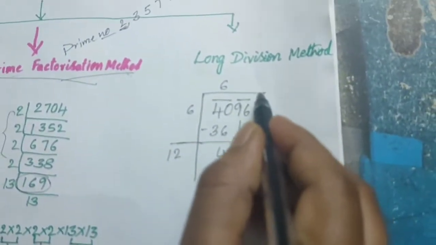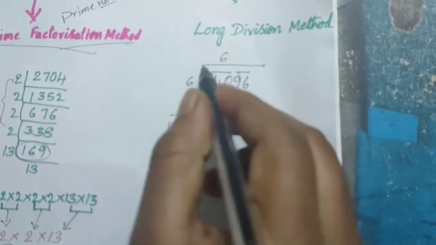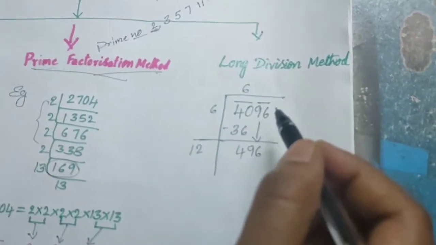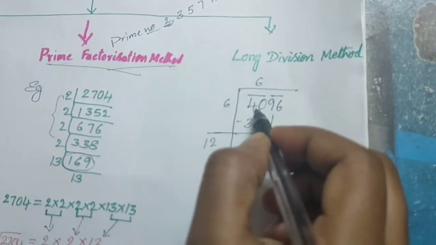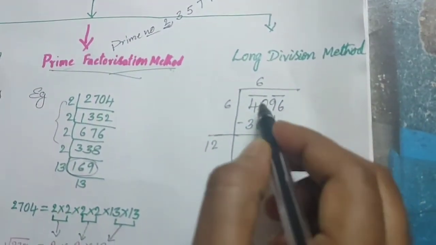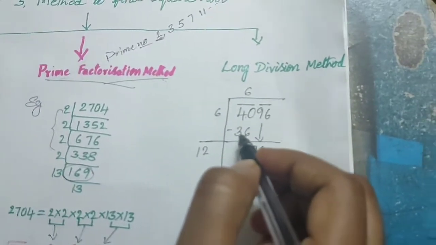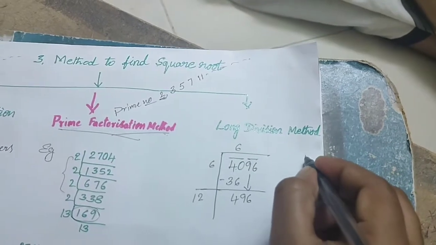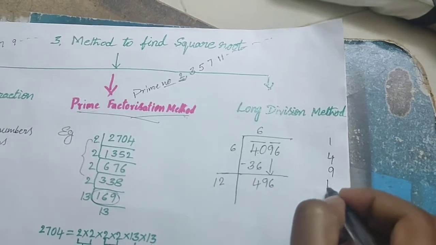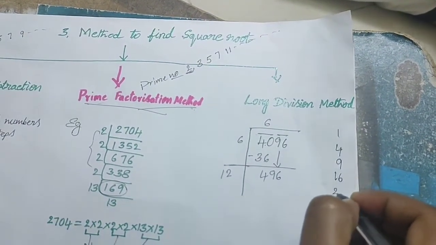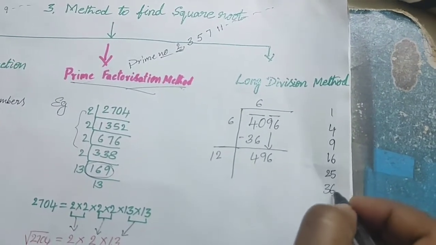Next, you write the lines like this. Now we observe the first group, the number 40. Now check the square numbers lesser than 40. You can check it out: 1 square is 1, 2 square is 4, 3 square is 9, 4 square is 16, 5 square is 25 and 6 square is 36.